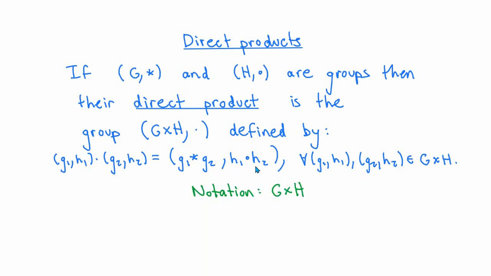Now, of course, the notation for the direct product of two groups G and H is just G cross H. And as I mentioned in one of my previous videos, you just have to be a little careful to discern when someone is talking about the Cartesian product of two sets versus when someone is talking about the direct product of two groups. Usually that's pretty clear from context, but there are some cases where it's worth clarifying.